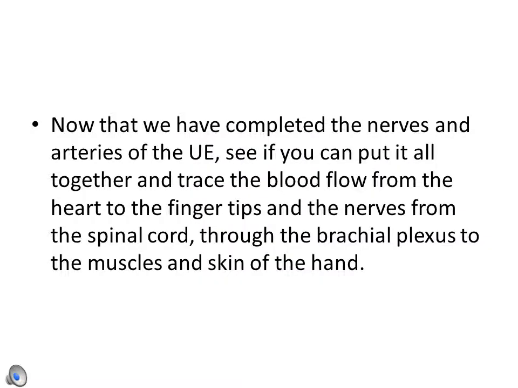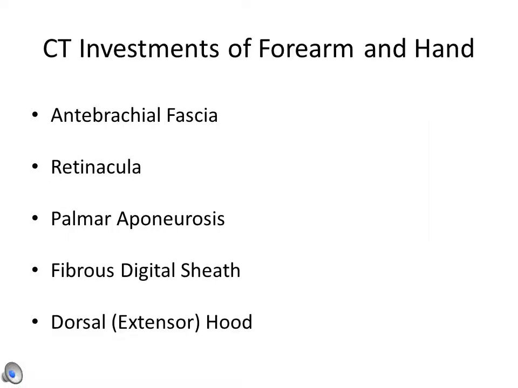Now that we have completed the nerves and arteries of the upper extremity, see if you can put it all together and trace the blood flow from the heart to the fingertips and the nerves from the spinal cord through the brachial plexus to the muscles and skin of the hand. Now let's move on to learn about the connective tissue investments of the forearm and hand.